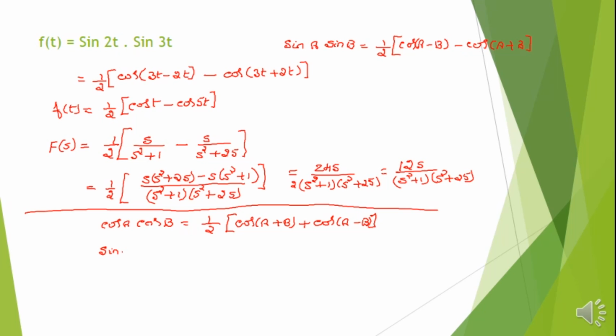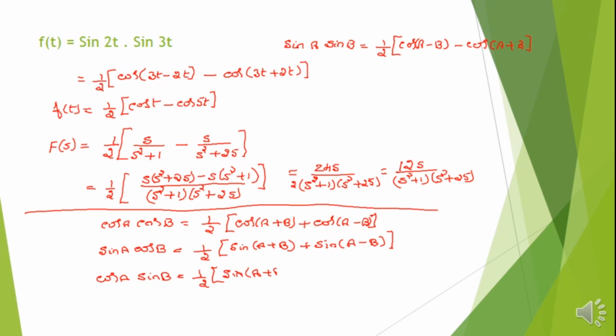Similarly, sin A cos B equal to half into sin A plus B plus sin A minus B. And cos A sin B equal to half into sin A plus B minus sin A minus B. So using this, we have to convert the product of cos into cos, or sin into cos, or cos into sin, into a sum of trigonometric functions.